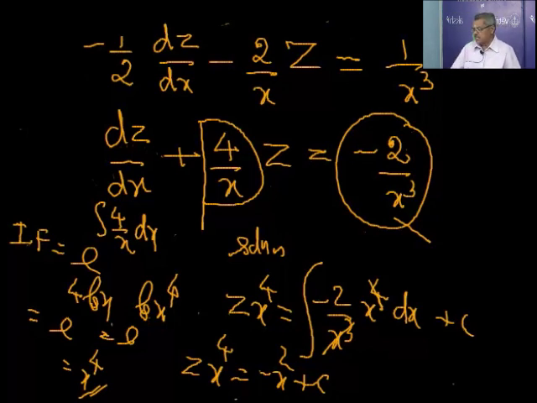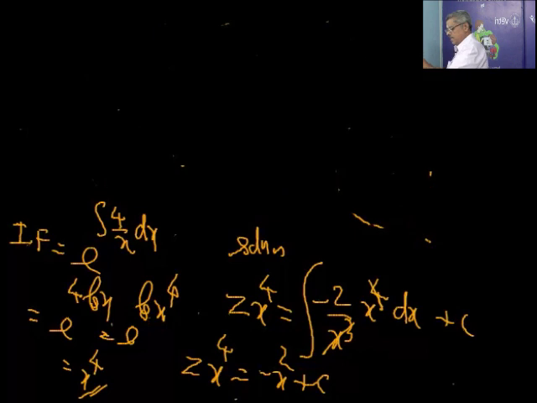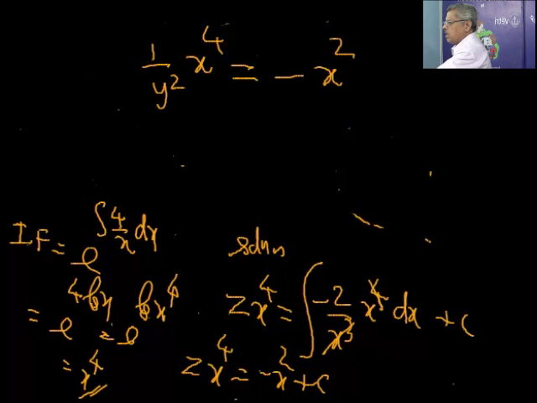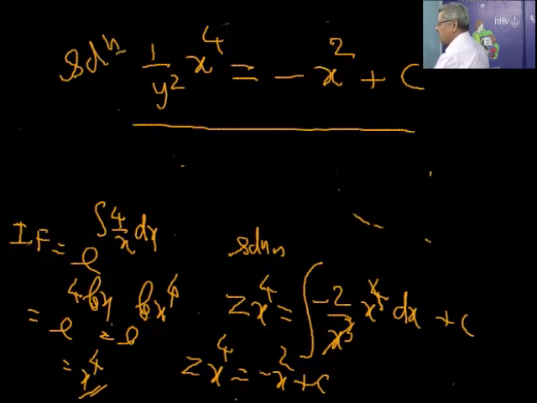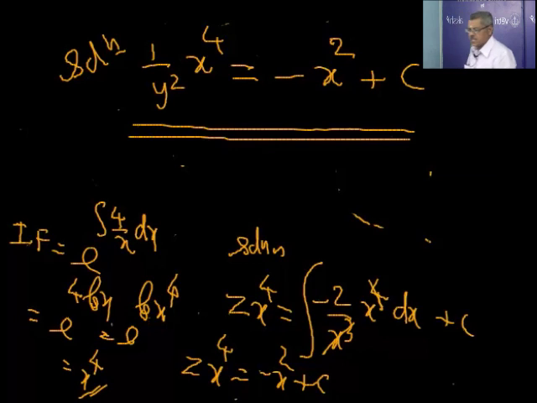Where z stands for, we had taken z as 1 by y square. Therefore, 1 by y square times x power 4 is equal to minus x square plus some constant. This is the solution of the given differential equation, which is of Bernoulli's type.